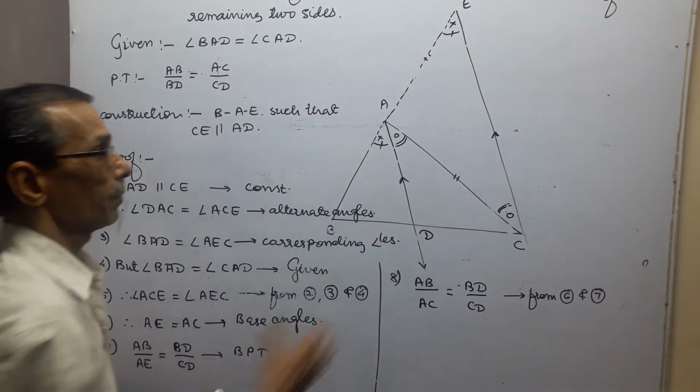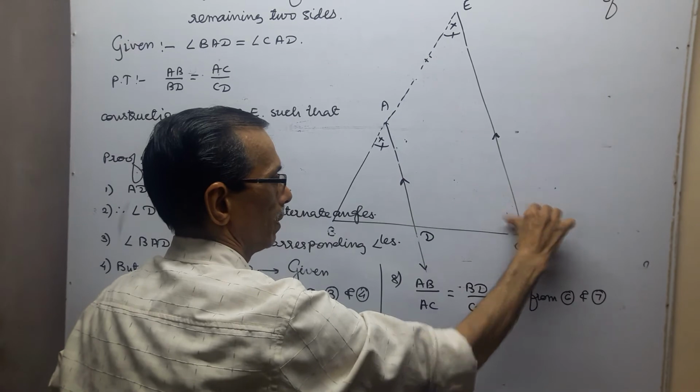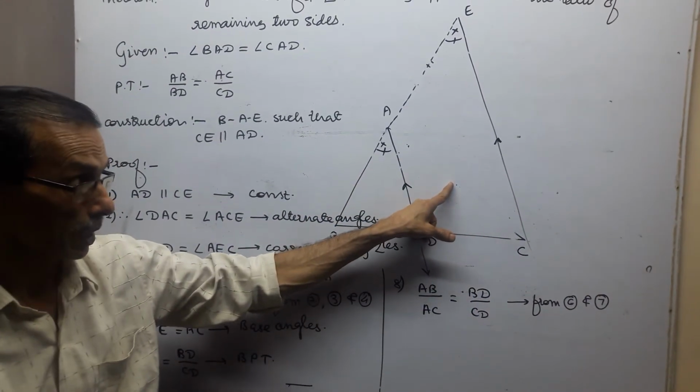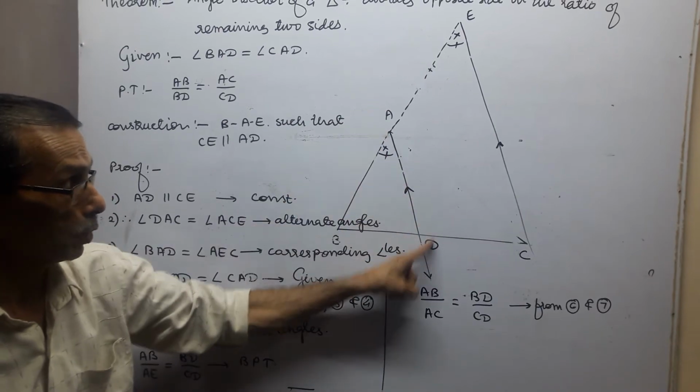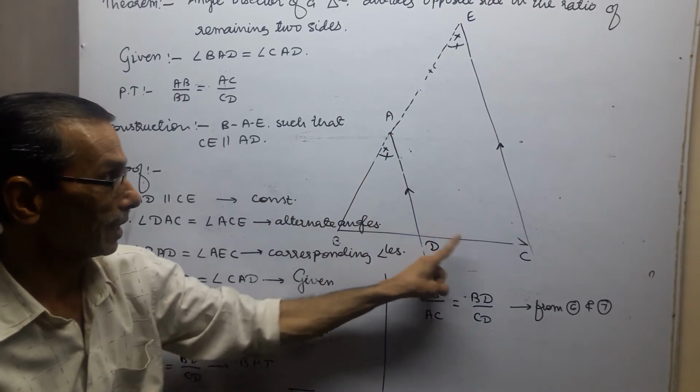And therefore, now here, just forget this for a while. And we know we are applying here the BPT theorem. What is the BPT theorem? If a line is parallel to one of the sides of a triangle, then it divides the other two sides in the same ratio.